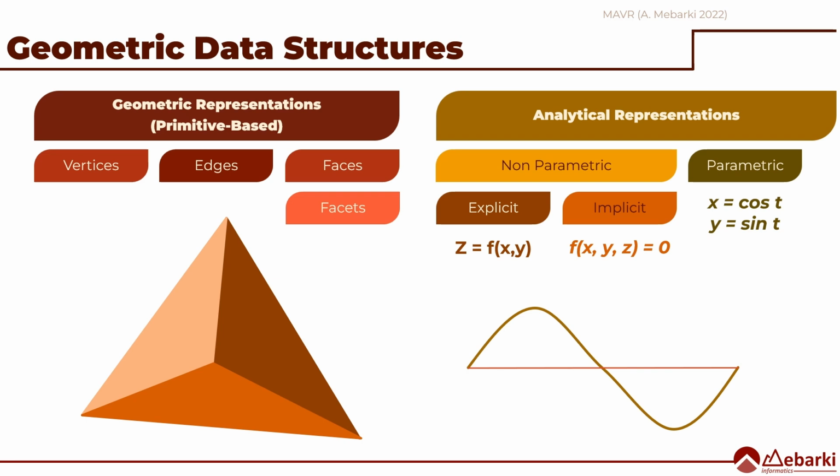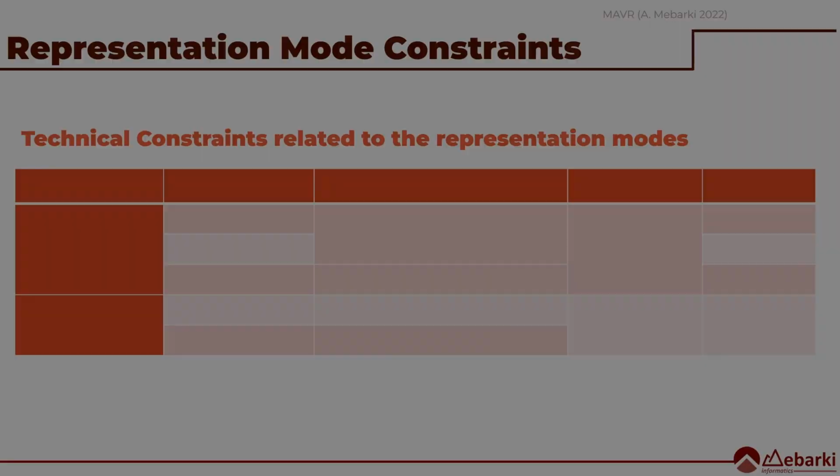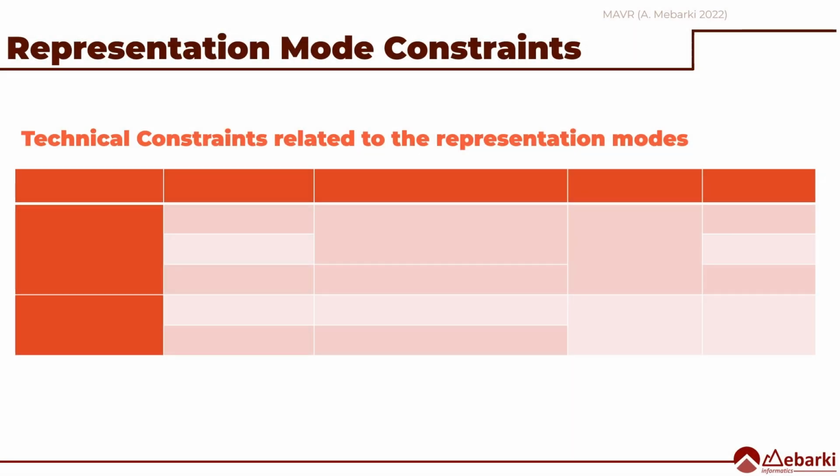However, they are often less natural for modeling real-world structures and can be more difficult to implement in interactive or dynamic simulations. Now let's take a look at this comparative table. It summarizes the two main families of geometric representations: geometric or primitive-based and analytical.